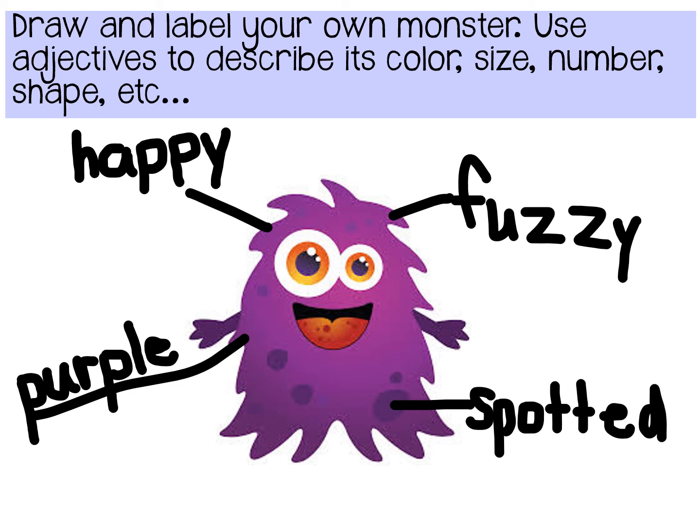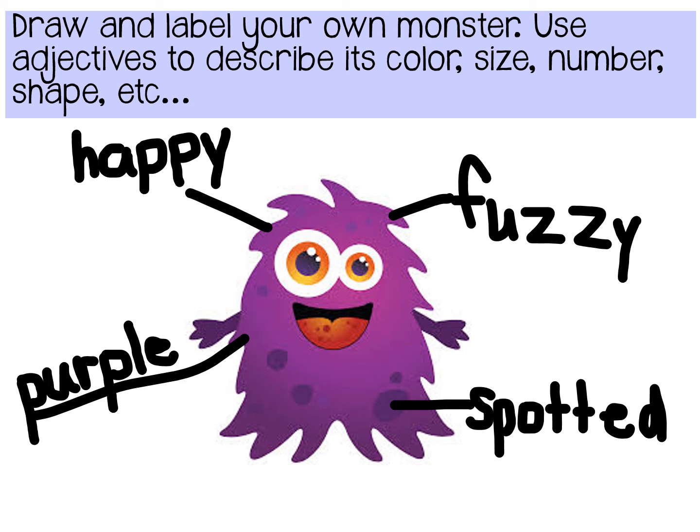Now we have a fun activity to practice adjectives. Using your piece of paper, pencil, and crayons or markers, I want you to draw your own monster. You'll notice I have a monster here on the screen. I labeled my monster with a few adjectives that describe it, such as happy, fuzzy because his fur feels fuzzy, purple describes the monster's color, and spotted describes what he looks like. Now, there are other adjectives I could use to describe his eyes, how many arms or legs he has, his size, etc.